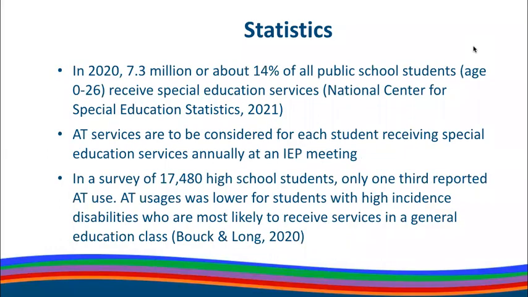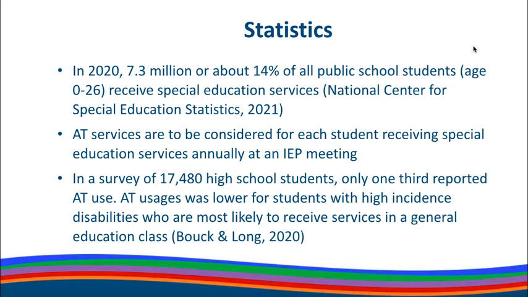Let's review some quick statistics. Based on 2020 data, there were over 7.3 million students in all public school systems who were receiving special education services. That means these students had an IEP or an individual education program. AT consideration is done for all students who are receiving special education services, and this consideration is reviewed each year annually at the IEP meeting.